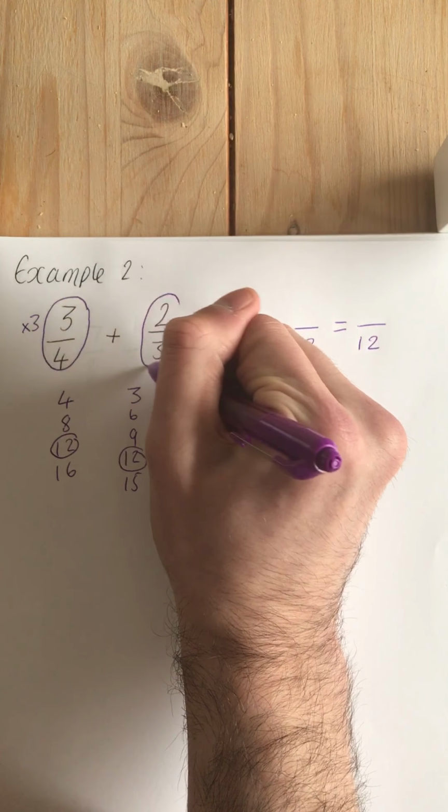Now if we want to tie that up a little bit, we can write it as 1 and 5 over 12.